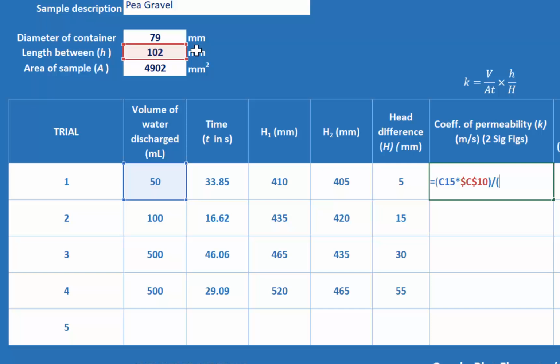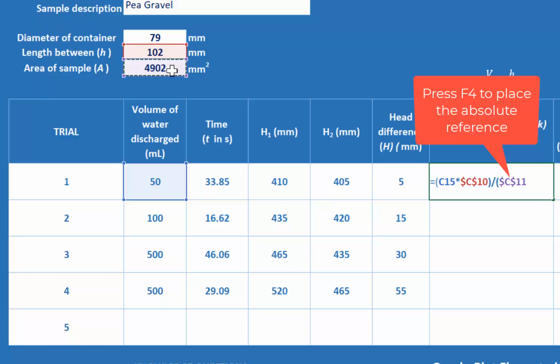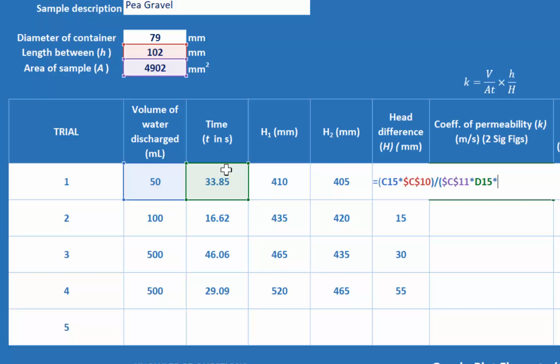divided by, and we need the brackets in tight around the 3 terms on the bottom. Once again, an absolute reference for the area, because we'll use this as we go down the rows, times the time, and times the head difference, which I can't click because the formula is in the way, but I can see that we have here cell G15, so I just type that one in, close the bracket, and click enter.